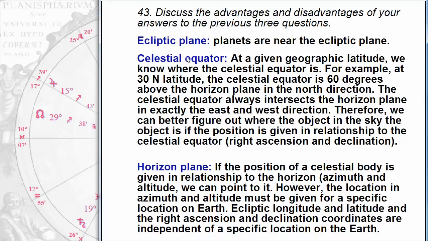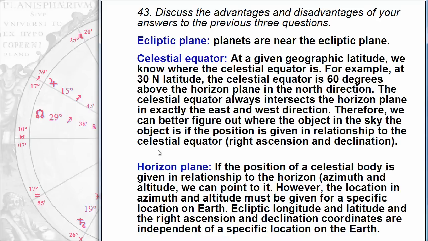So it's actually much easier to understand where I'm going to point my telescope to look at this thing than if I use the ecliptic plane, because the ecliptic plane is moving all over the place during the day. Now, what's the advantage to the horizon plane? Well, the horizon plane is the simplest and most direct. It's actually better than the celestial equator for describing where you should point your telescope to see an object, because it's in relationship to the horizon, and the horizon is obvious. So the horizon plane gives the clearest explanation of where an object is.